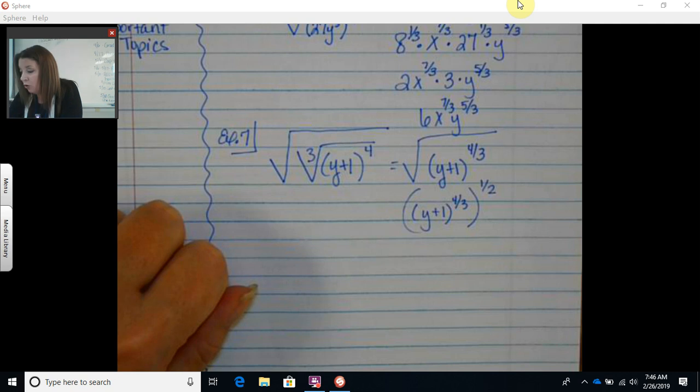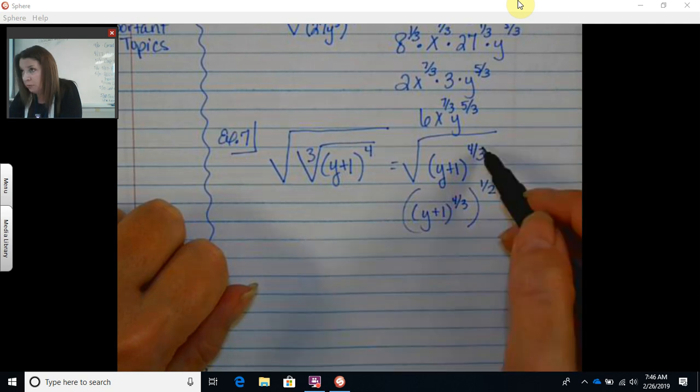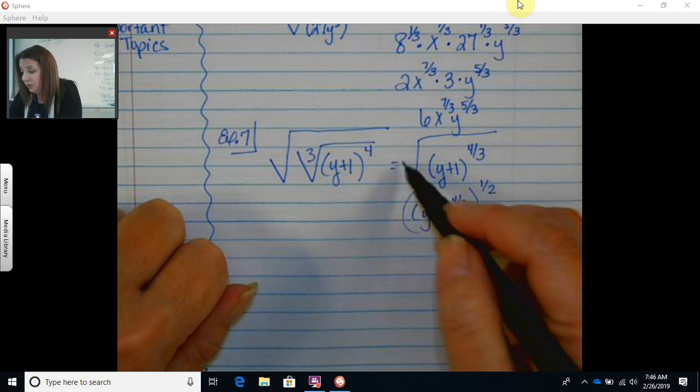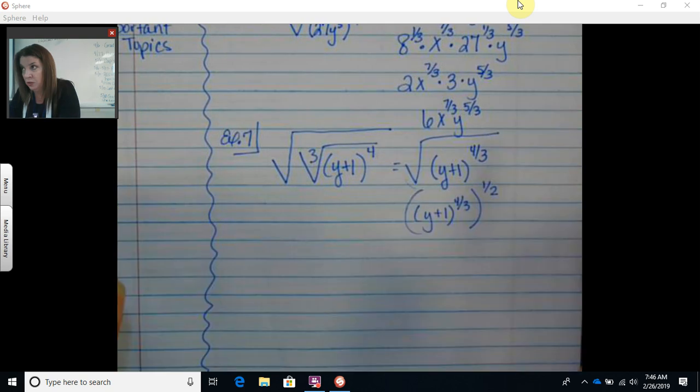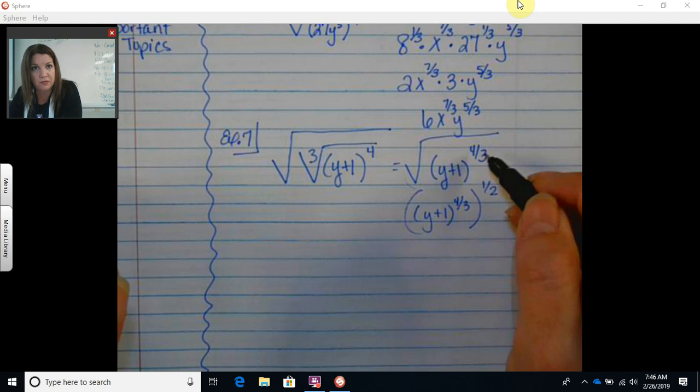So the 4/3 exponent only goes with the y plus 1. Then the square root, its exponent was just 1. Nothing was shown, so its exponent was 1. That's kind of confusing because you see this fraction here, okay?